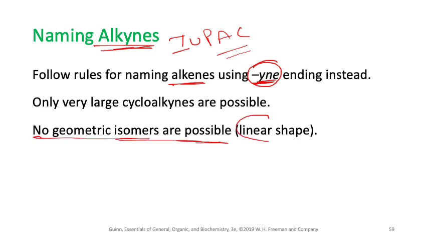That's the only difference. And then there is no geometrical isomer possible. Why? Because it is a linear shape. If it's a linear shape, you cannot say which one is on the top, which one is on the bottom, or which one is on the same side. So no geometrical isomer is possible for an alkyne molecule.